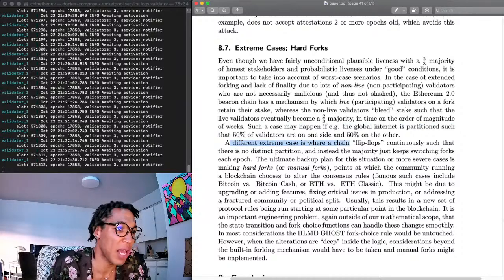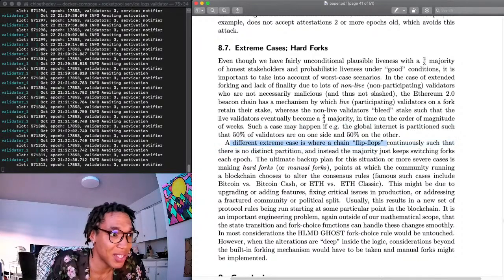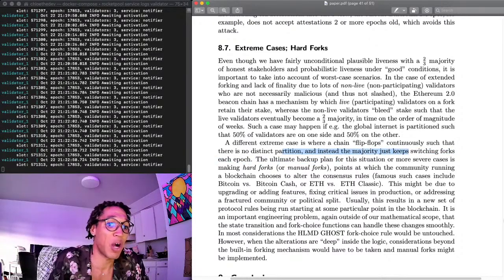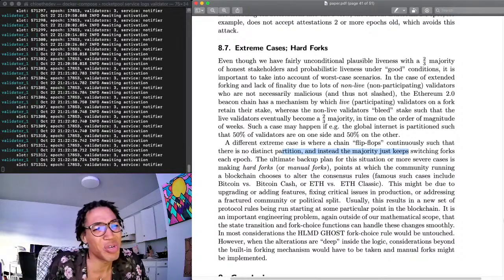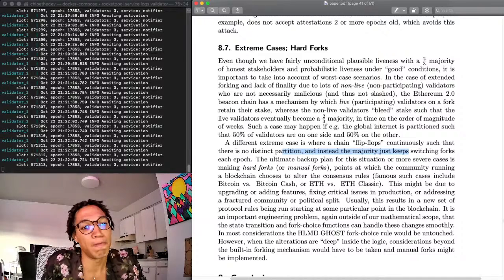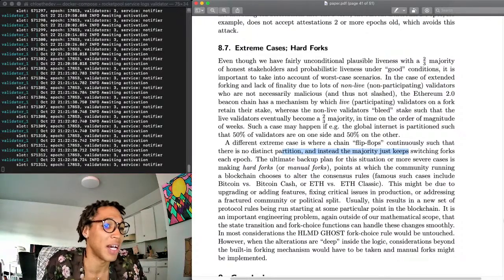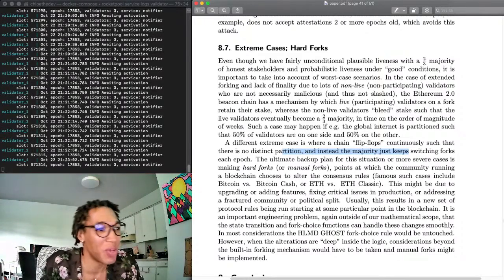A different extreme case is where a chain flip-flops continuously, such that there is no distinct partition. Instead, the majority just keeps switching forks each epoch, which would be horrible. Eventually, you'd probably just have certain validators say, okay, I don't care. Again, you'd be able to pick one. The client would be able to choose that, but for now, it would be an issue.